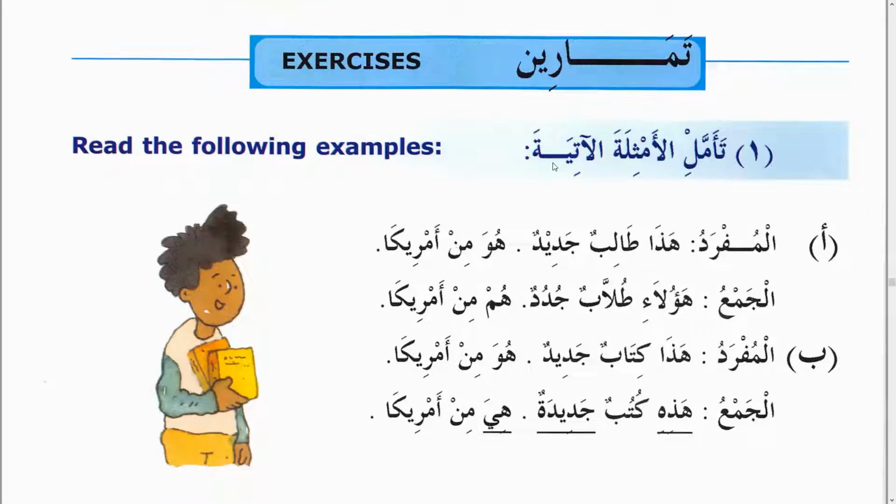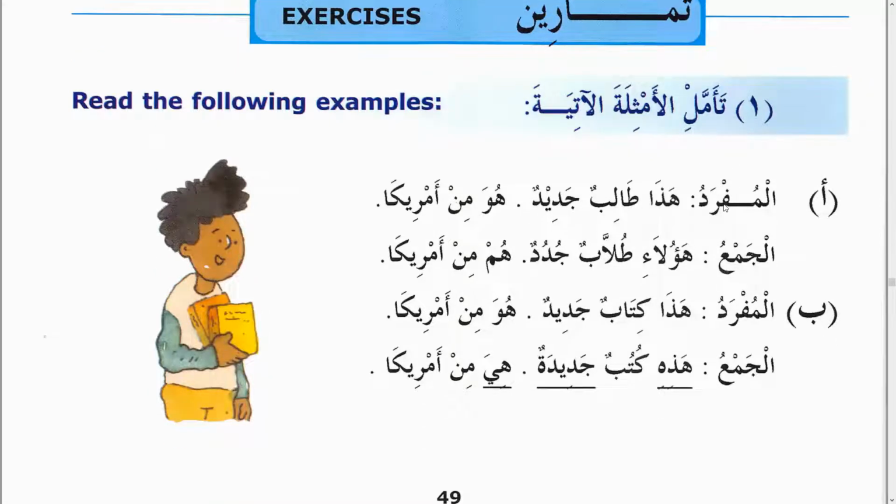Ta'ammal is ponder. Now, we have to be careful that if it is غير عقل plural, we have to use the singular feminine. First one, see, mufrad. This is the singular, right? هذا طالب جديد. This is a new student, right? هو من أمريكا. He is from America. Right? Very simple. هذا طالب جديد.